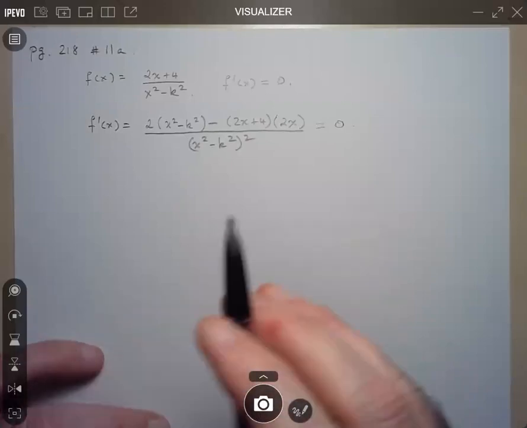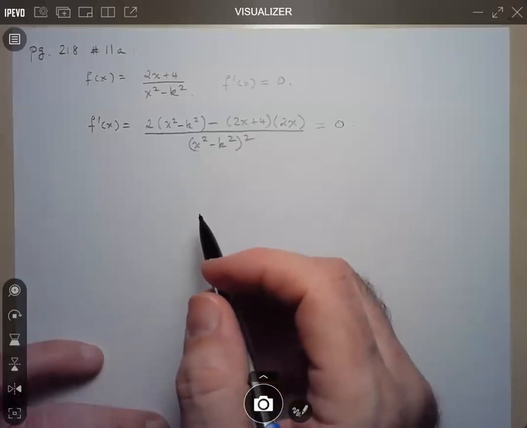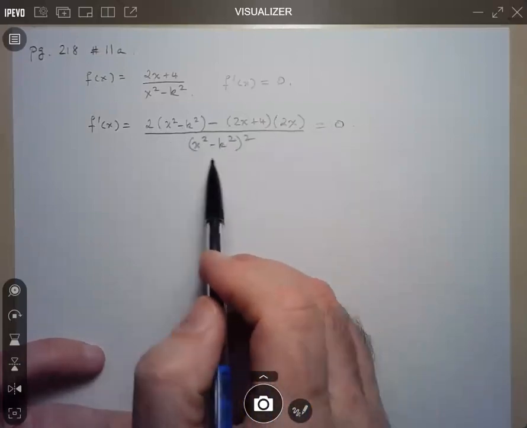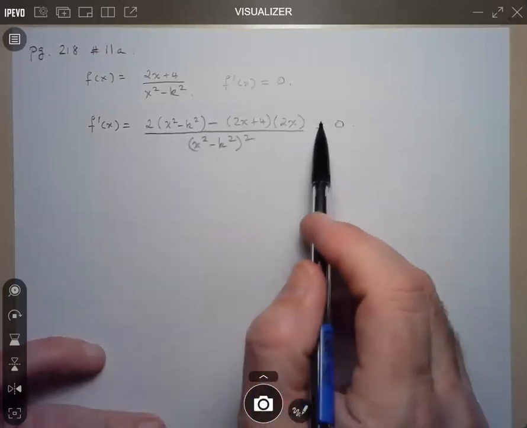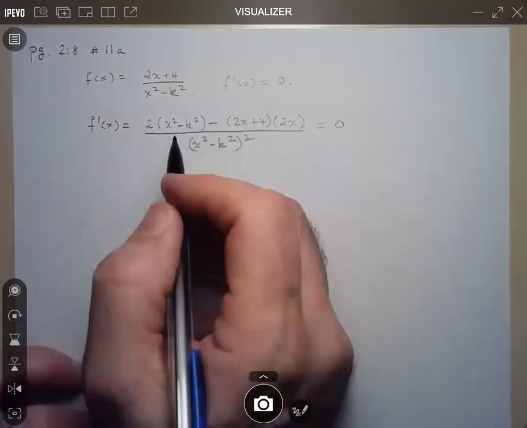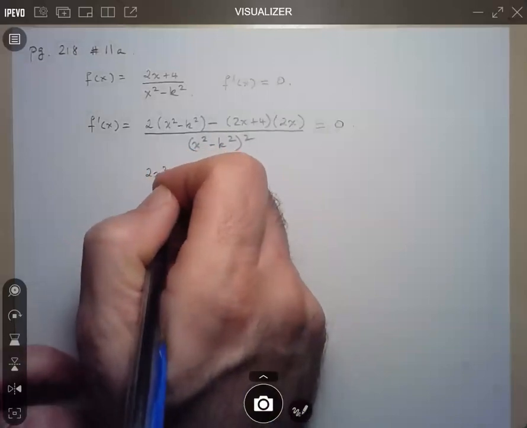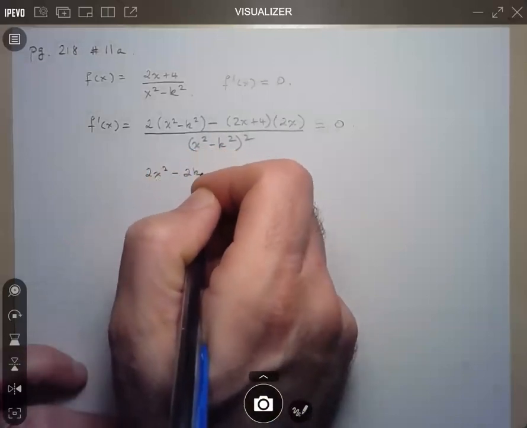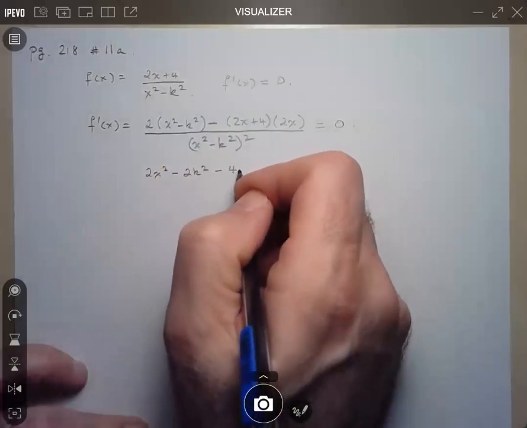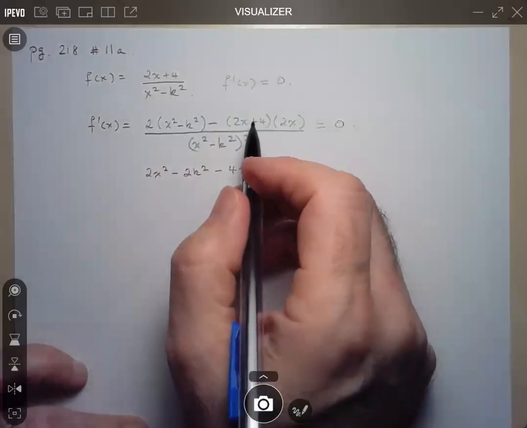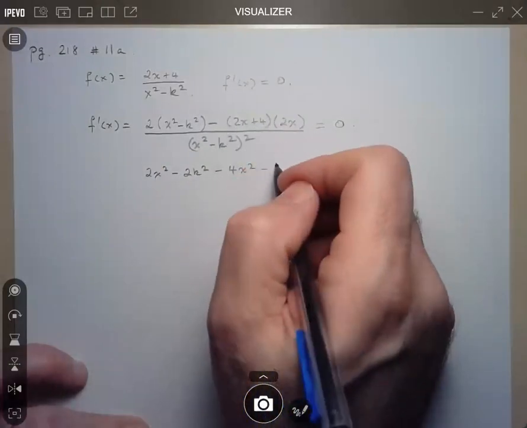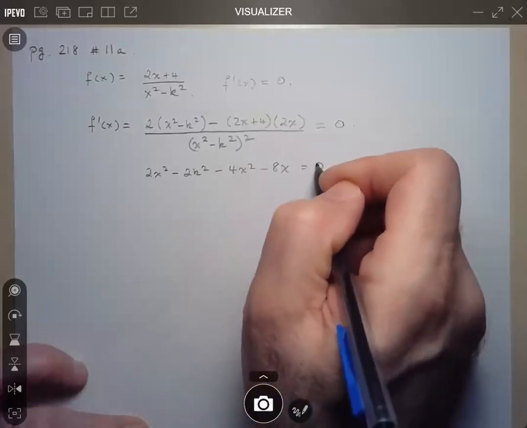Again, we don't necessarily worry about where this is going. Let's just apply what we know. I don't have to worry about the denominator. Since it's a fraction, it's only the numerator that needs to be 0. So let's simplify this a bit. Here we've got 2x squared minus 2k squared, and here we have minus 4x squared, and then here it looks like we've got minus 8x. Again, please make sure you're checking that.